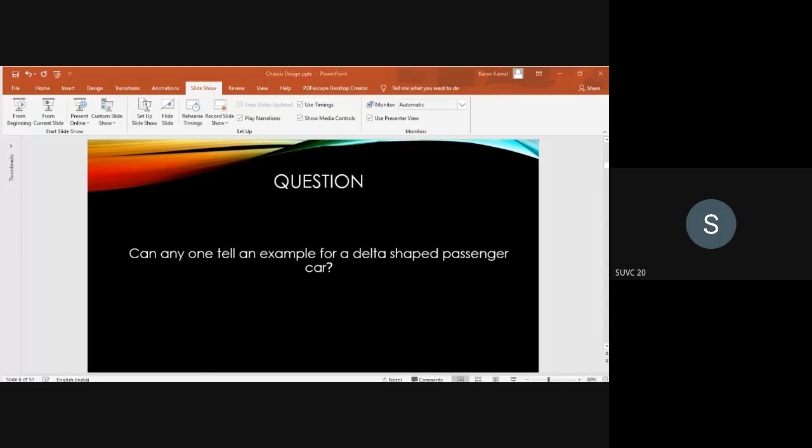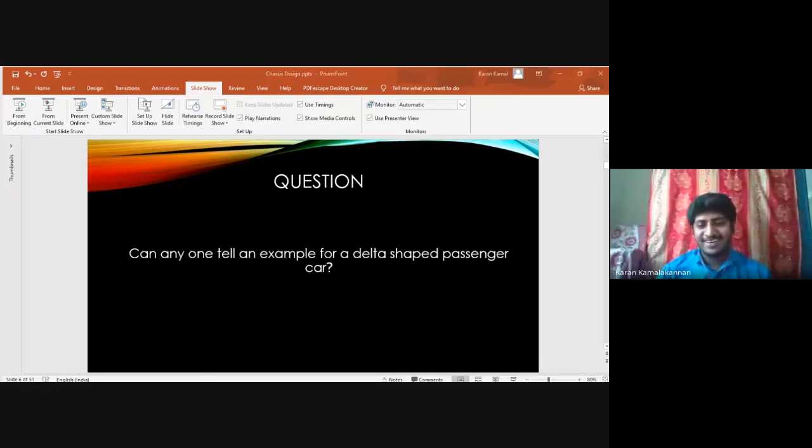Akshay is saying auto rickshaw. No, I'm asking about a car. Auto rickshaw is there, but I'm asking about the car because everyone would have seen it once in a lifetime during this course.